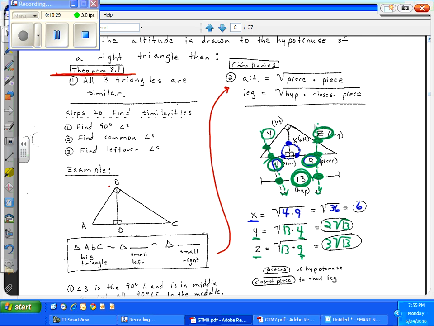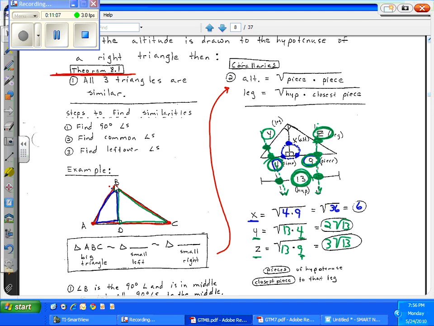Now, we want to name the similarity, and we're trying to name the whole big triangle, similar to this little triangle on the left, similar to this little triangle on the right. And when we name similarity, we have to line up all of our corresponding parts. So we've got to really think through this.